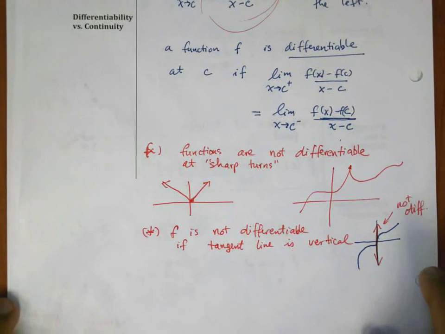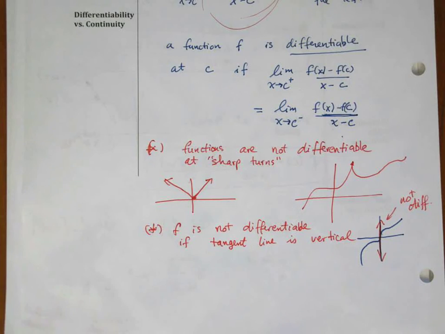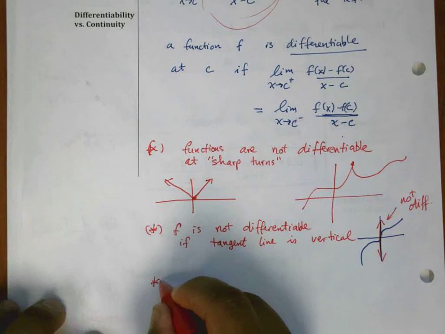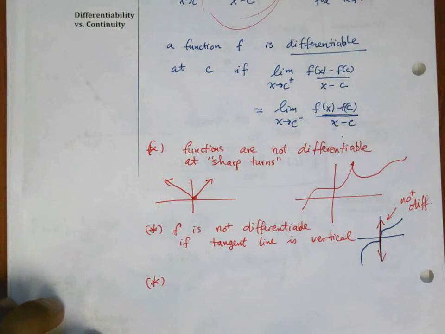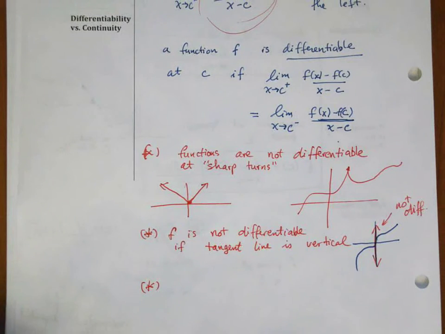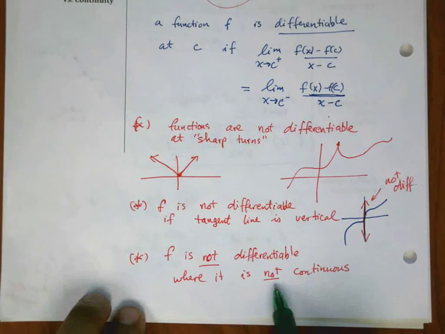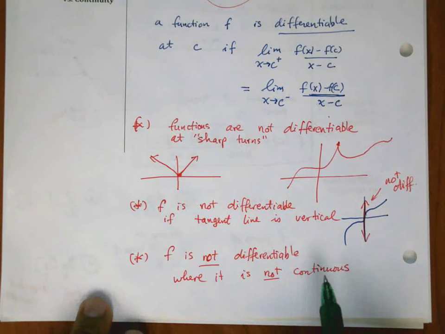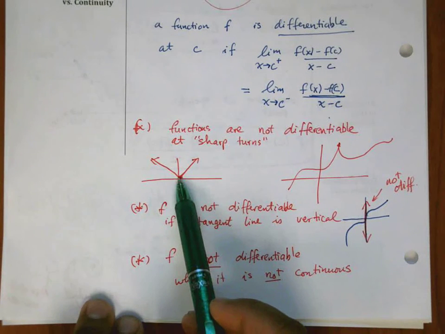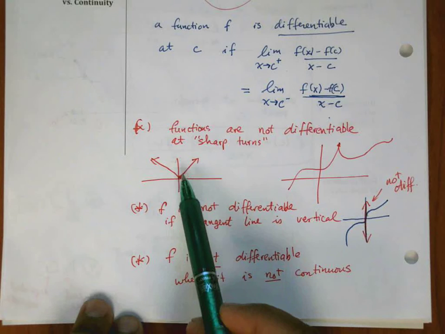And then finally, wherever a graph is discontinuous, it is not differentiable. If a graph is not continuous somewhere, then it is not differentiable. Now, it could still be continuous and not differentiable. In other words, continuity is a requirement for differentiability, but not the other way around. A function could still be continuous, like here, at 0 with the absolute value, but not be differentiable. But in order for something to be differentiable, it must be continuous at that particular point.